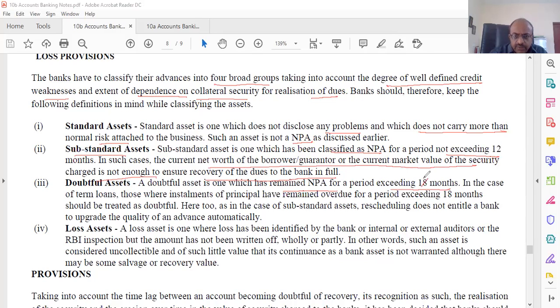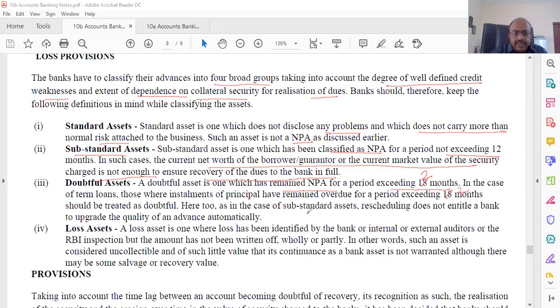This should make it 12, I think. Just correct it. In the case of term loans, those whose term principal remained overdue for 12 months. Venus, what is the note saying? 12, right? Venus, you have the notes? No, sir. You don't have. Okay. 12 months shall be treated as doubtful. Here it's 12 months, no? It cannot be exceeding 12 months.